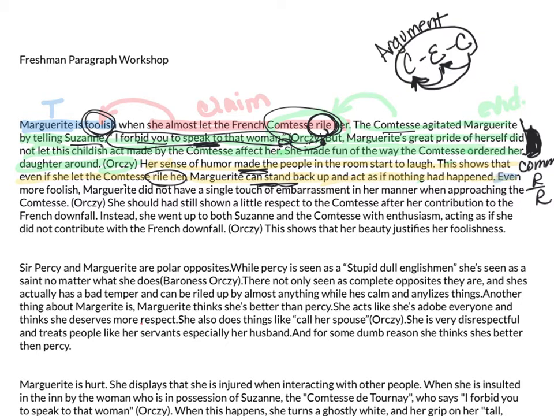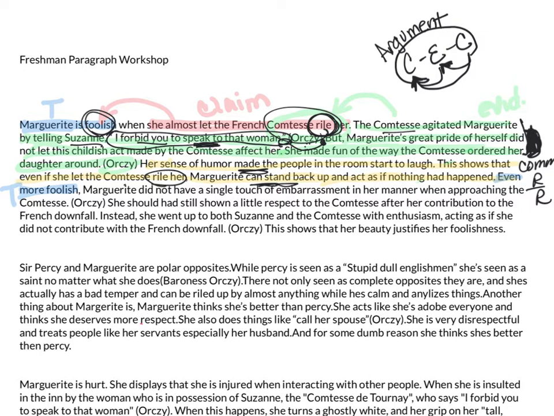Okay, we have even more foolish. Ding, ding, ding. What is that? That is a transition, and that is actually a very good transition that makes me happy. So, even more foolish, Marguerite did not have a single touch of embarrassment in her manner when approaching the Comtesse.